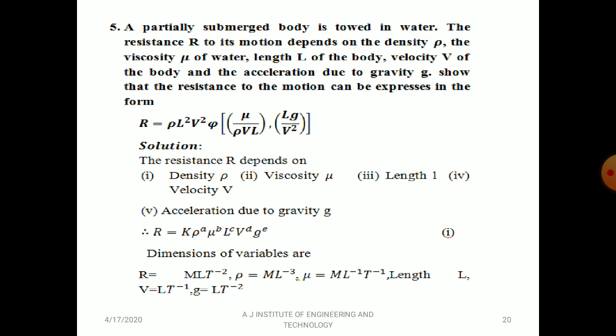Now writing the dimensions, as we all know, the dimension of force: R equal to M L T to the power minus 2, rho equal to M L to the power minus 3, mu equal to M L to the power minus 1 T to the power minus 1, because the unit of dynamic viscosity mu is Newton second per meter square. Length is L, velocity is meter per second, so the dimension becomes L T to the power minus 1. Acceleration due to gravity is meter per second square, so the dimension is L T to the power minus 2.